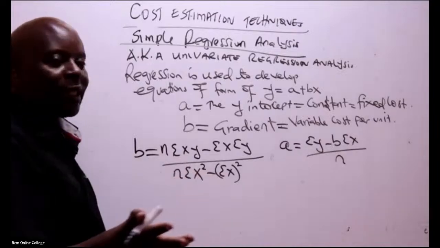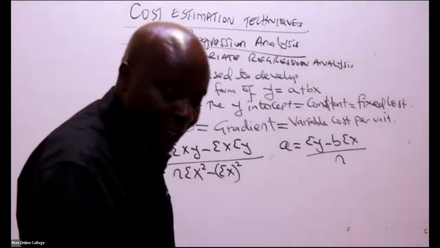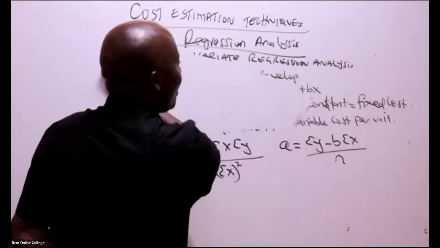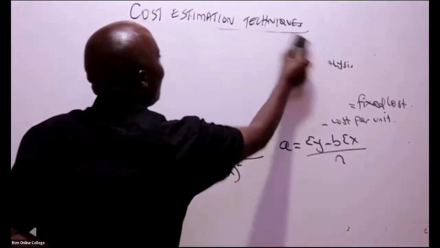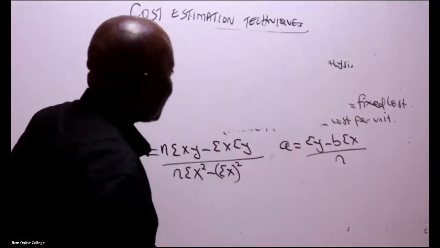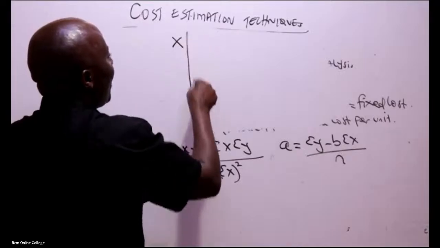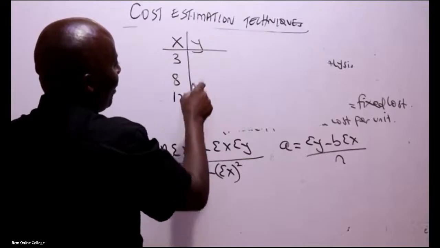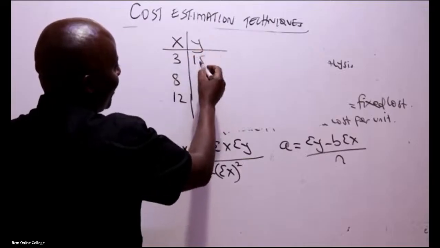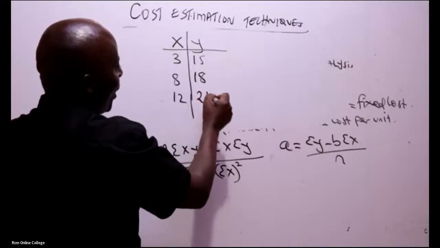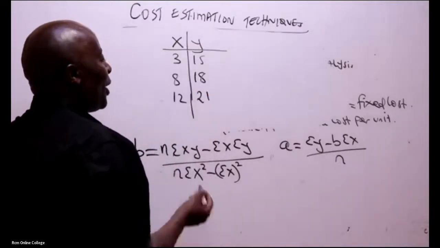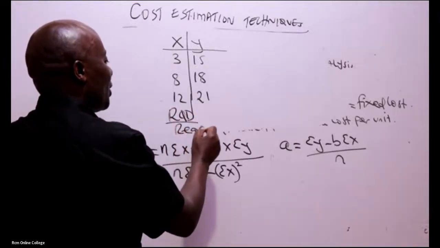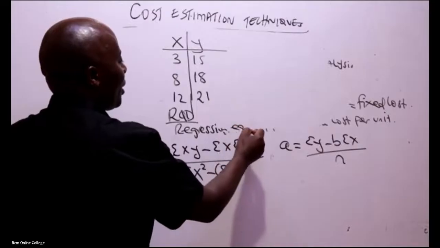I'll give you a very short example before we look at the question that came just the other semester. A very simple illustration. If, for example, you are given just three data values, x and y. So they give you 3, 8, and maybe 12. Then they give you here 15, 18, and 21. And you are required to get the value of B and A, the required regression equation.